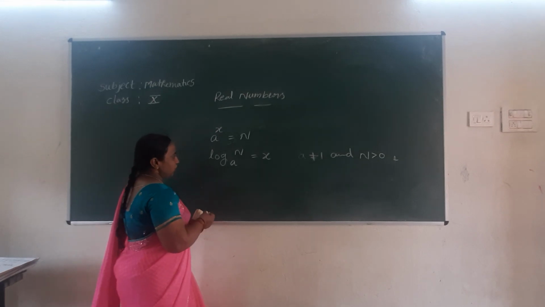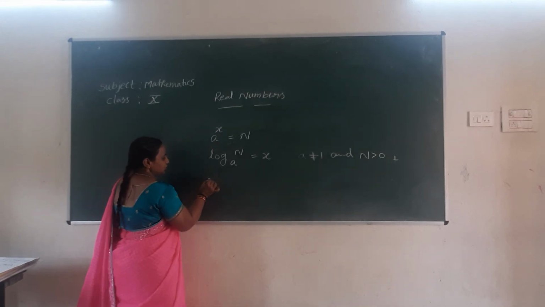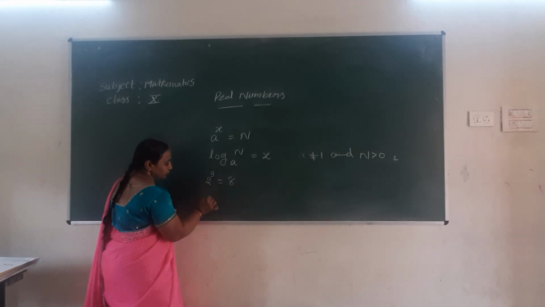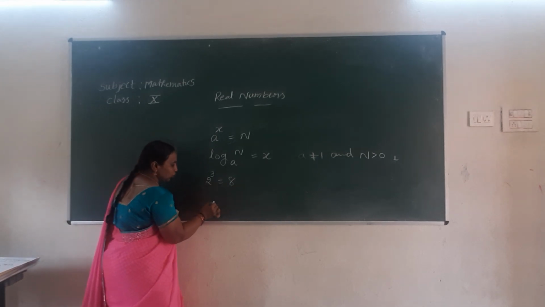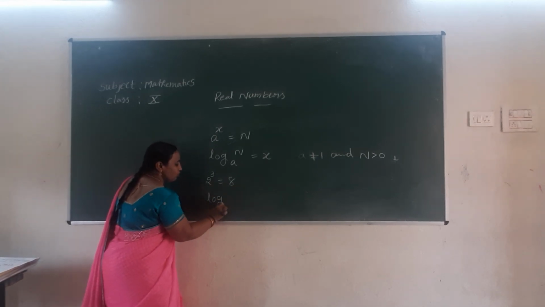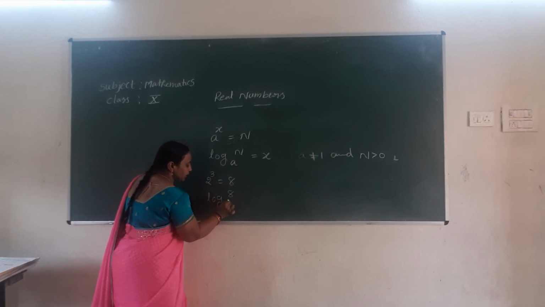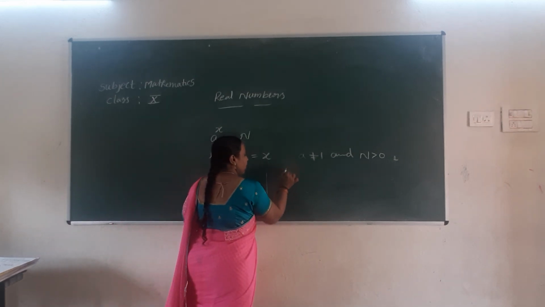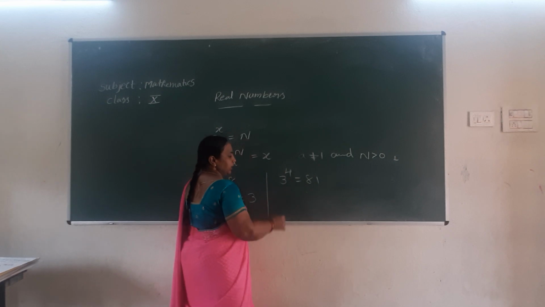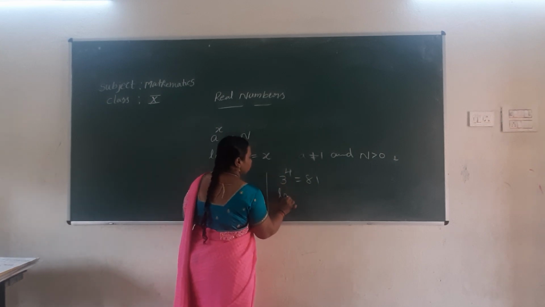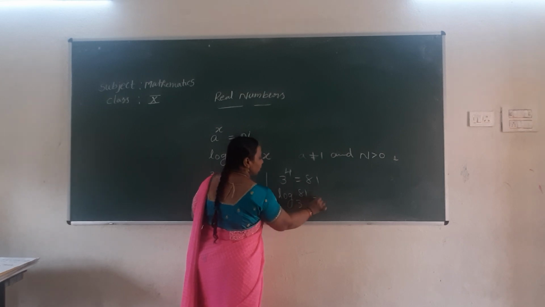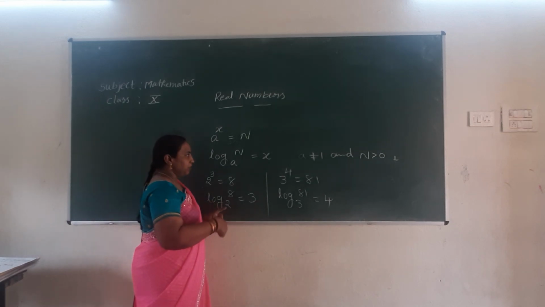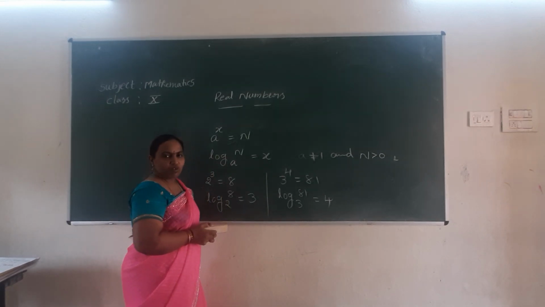Next, we have discussed some examples. 2 power 3 equal to 8. It can be written in the form of logarithm: log 8 base 2 equal to 3. Next, 3 power 4 equal to 81, log 81 base 3 equal to 4. Logarithm form can be changed into exponential form also.